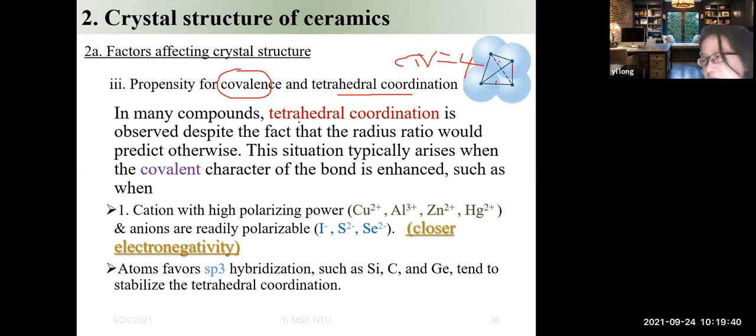In many compounds, the tetrahedral coordination is observed despite the fact that the radius ratio would predict otherwise. This situation typically arises when the covalent character of the bond is enhanced. Actually, when you read this one, it's very simple: in the periodic table, when the elements are closer to each other, they are more covalent. Once it becomes more covalent, even though from that table the RC over RA gives you a coordination number of 6, in the end what you get is 4.